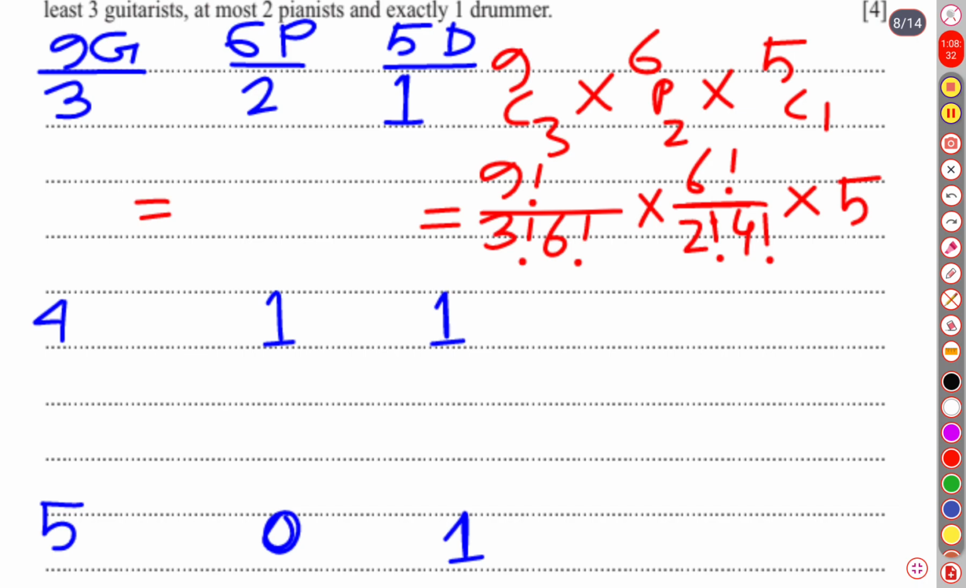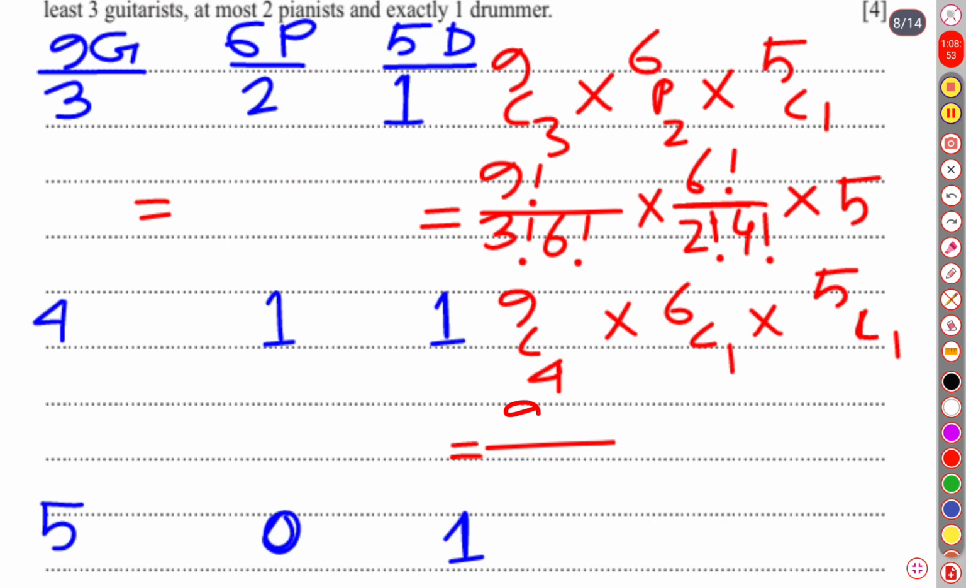Okay, as I don't have space to write on the right side. And second possibility, so second possibility is going to, out of 9 we are taking how many? 4. And from 6 pianists we are taking 1, and from 5 drummers we are selecting 1. So it is going to be 9 factorial over 4 factorial as well as 5 factorial. You know how to write this, 5 factorial, and 6 choose 1.